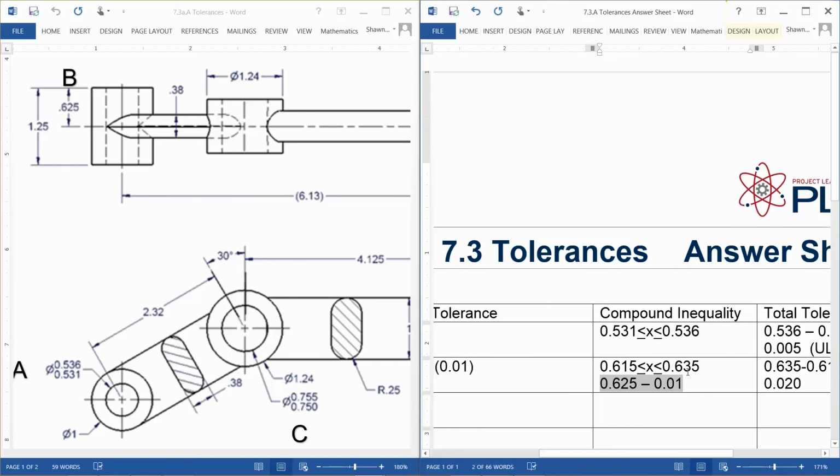The way I get the 0.635 then is my general tolerance tells me to also add. It tells me to subtract and add. So I added the two, and that's how I got the 0.635.